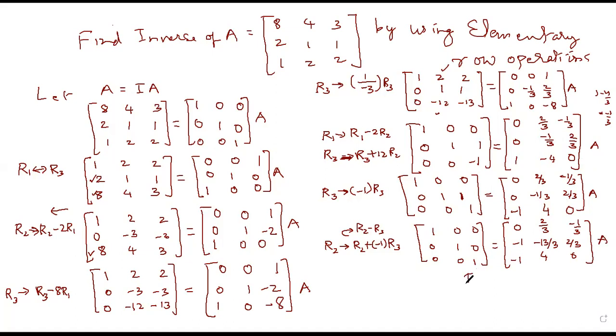Therefore, at last we got A inverse into A, hence the inverse of A is equal to 0, 0, 2 by 3, minus 1 by 3, minus 1, minus 13 by 3, 2 by 3, minus 1, minus 13 by 3, and 0.